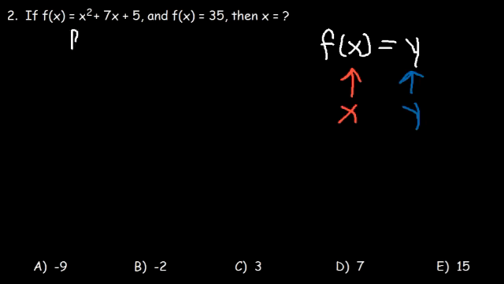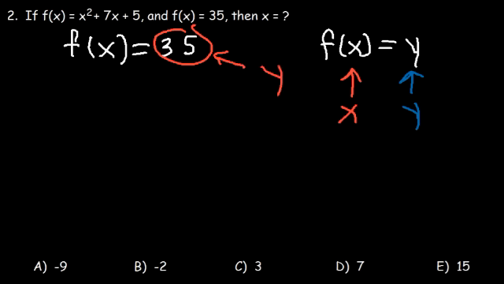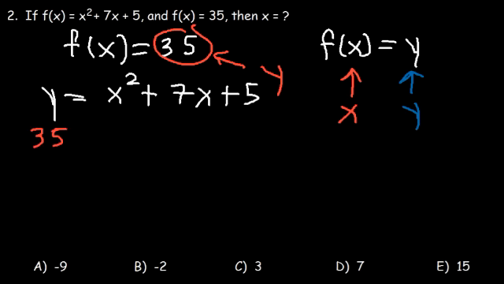So when we see the equation f of x is equal to 35, the number on the outside is equal to y, and we're looking for x. So we have the equation y is equal to x squared plus 7x plus 5. And f of x and y are the same thing. They equal each other. And so now we can replace y with 35, and now we've got to solve for x.